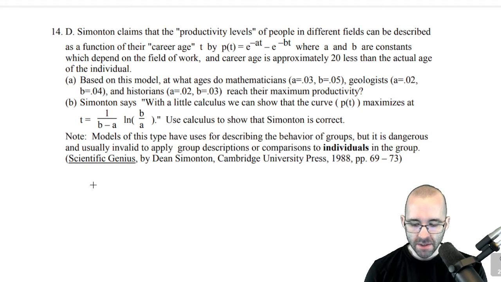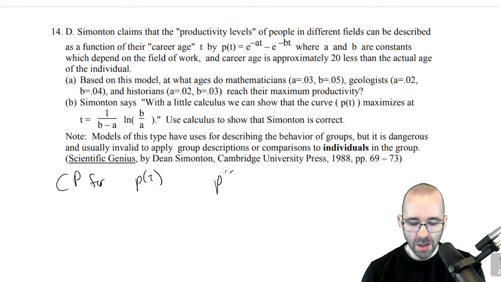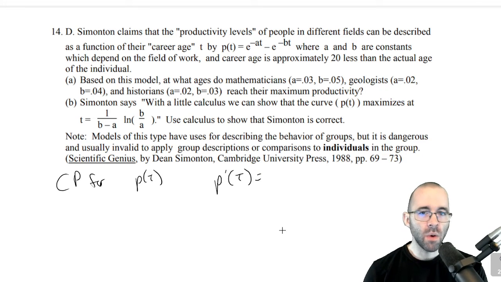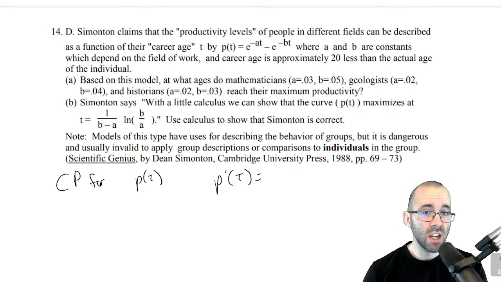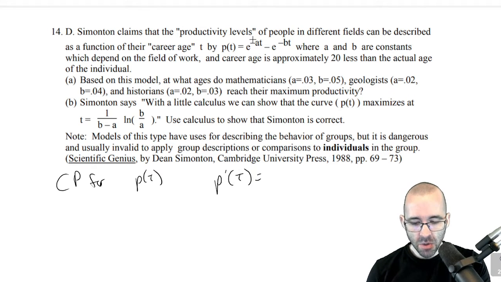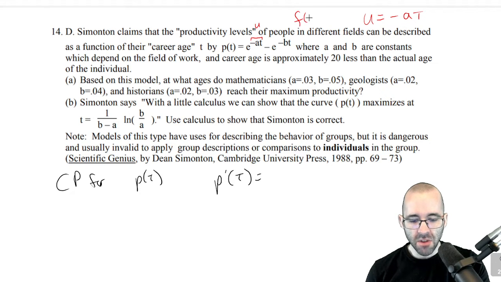So P of T, we want to find a critical point for P of T. Then we need to find when P prime of T equals 0. Well, what's the derivative of this function up here? We need to use the chain rule. U is going to be this inside, right? U is going to be negative AT. And then f of u, if you will, is just e to the u.